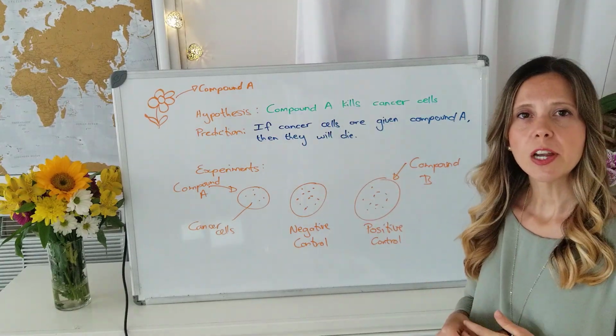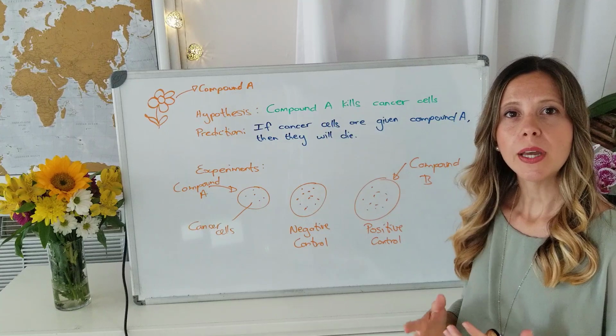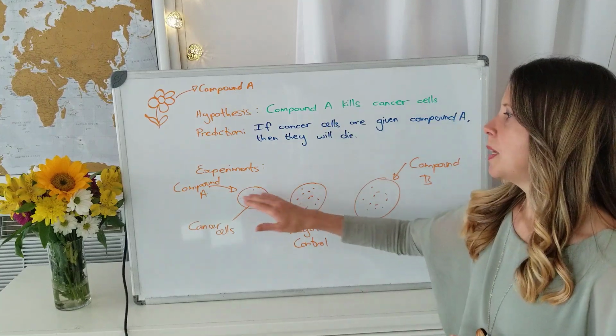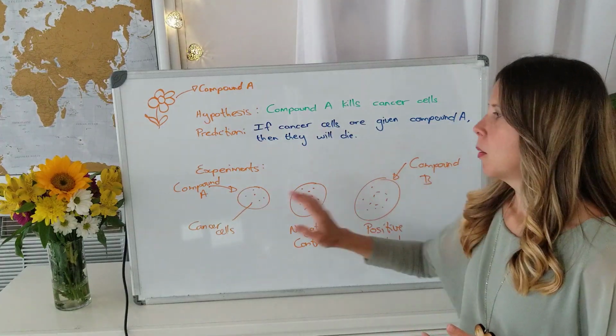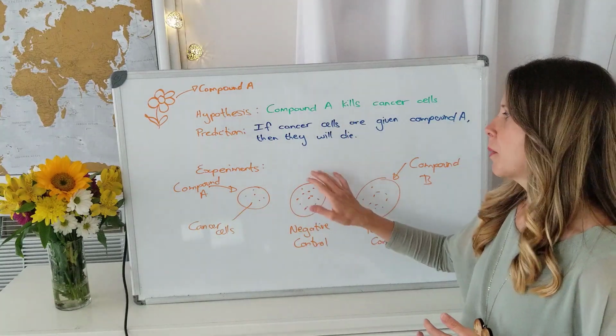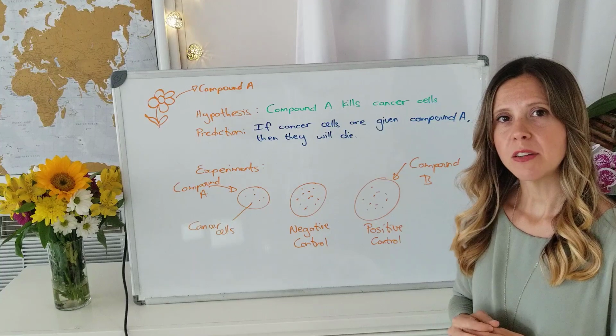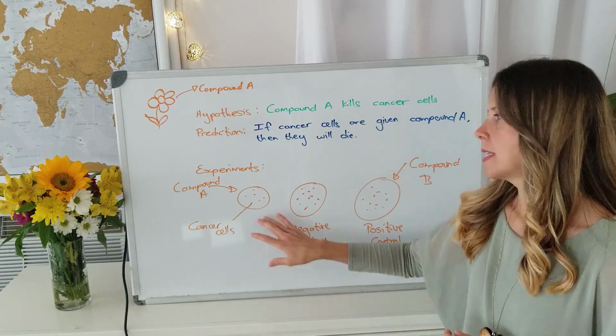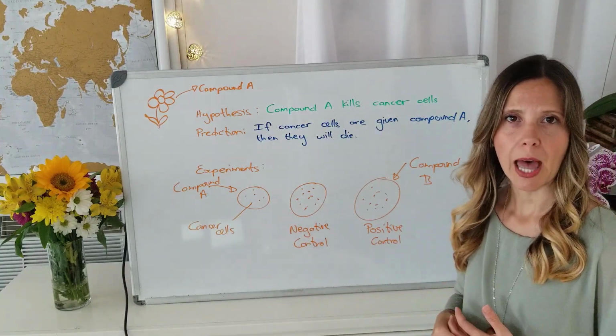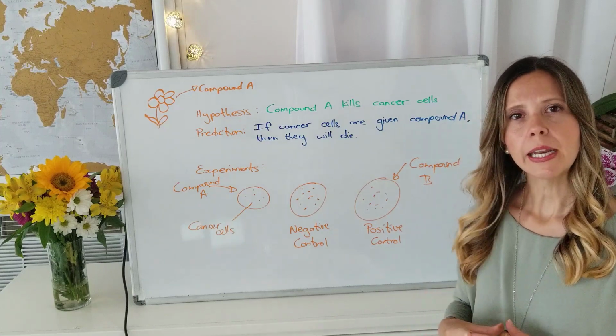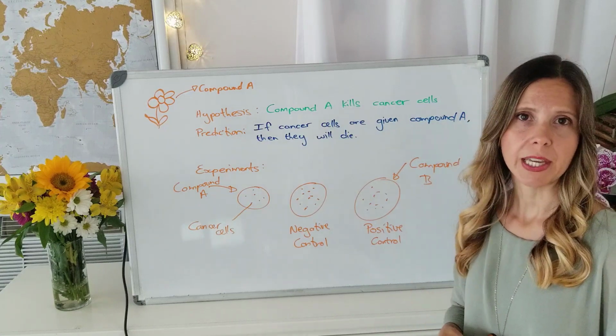Looking at the different variables in this experiment, your independent variable would be the compound administered, whether we have compound A, whether we have nothing, or whether we have compound B. Your dependent variable would be cancer viability, so do the cancer cells actually survive? Your standardized variables would be everything else.